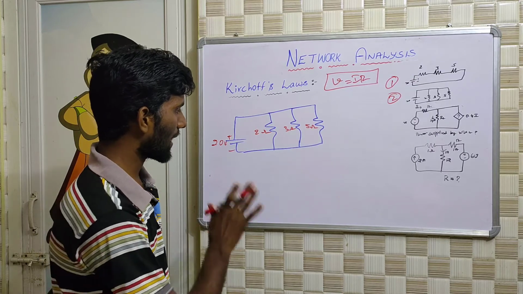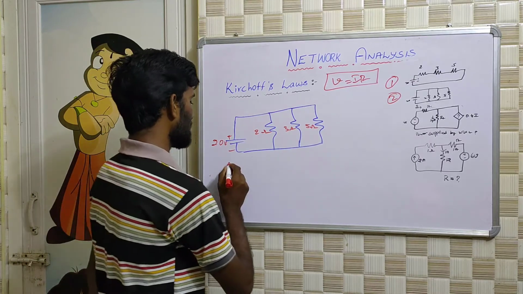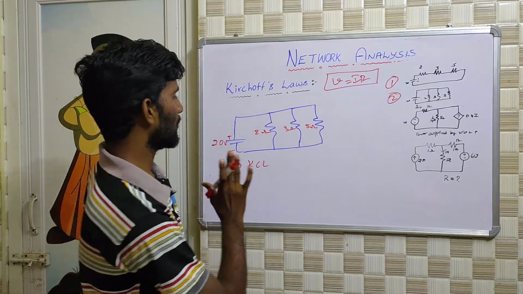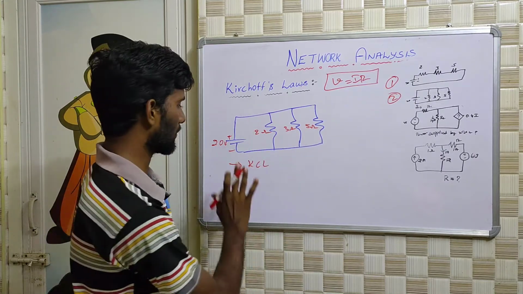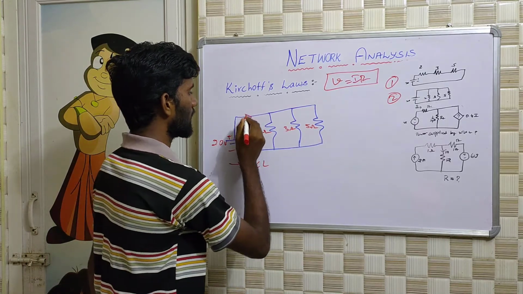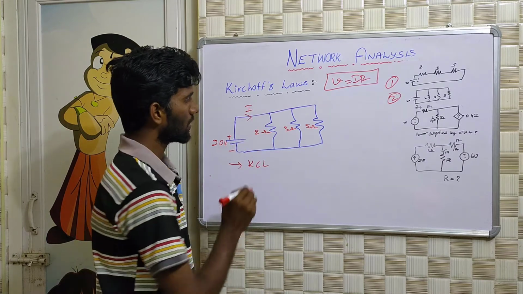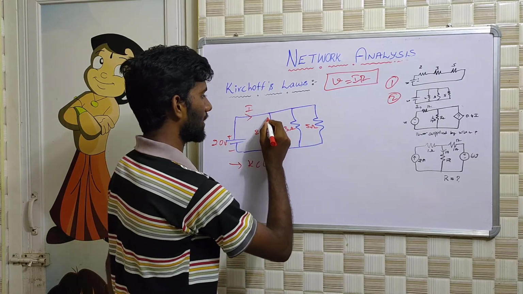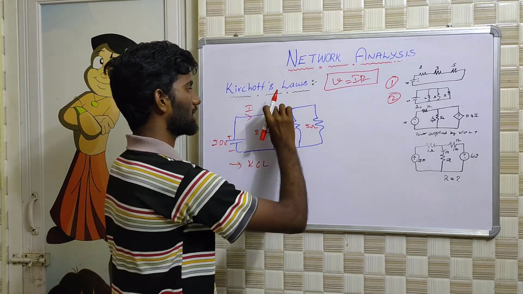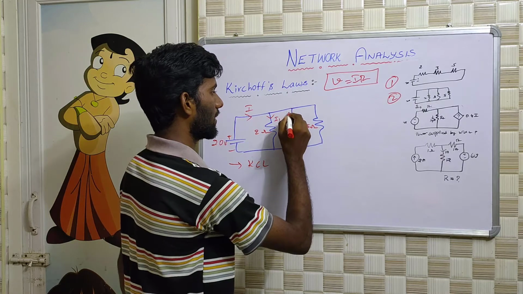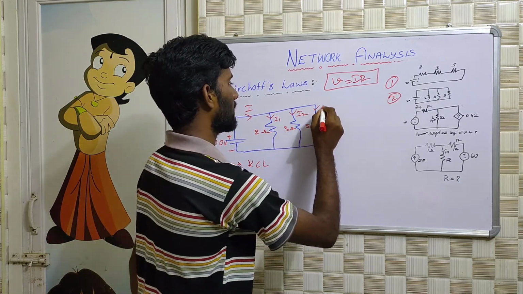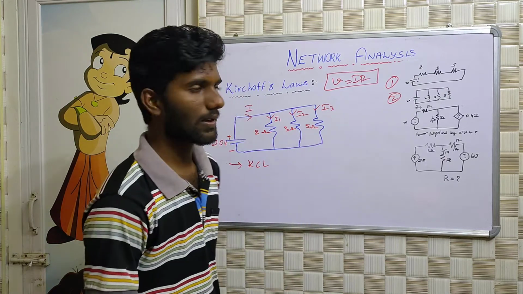Since it is a parallel circuit, we need to apply KCL. Parallel circuit, same voltage, current divides, we need to apply KCL, right? So let us assume the current here as I. The current I divides here. This is I1, let us assume. Again the current is divided here. Let us assume this as I2. Again the current is divided here. Let us assume this as I3.